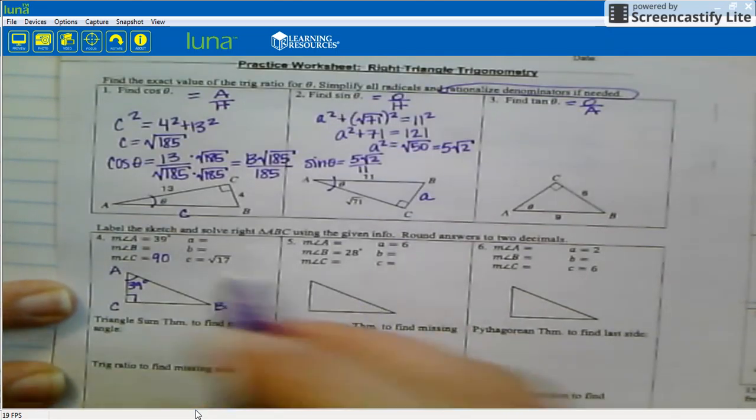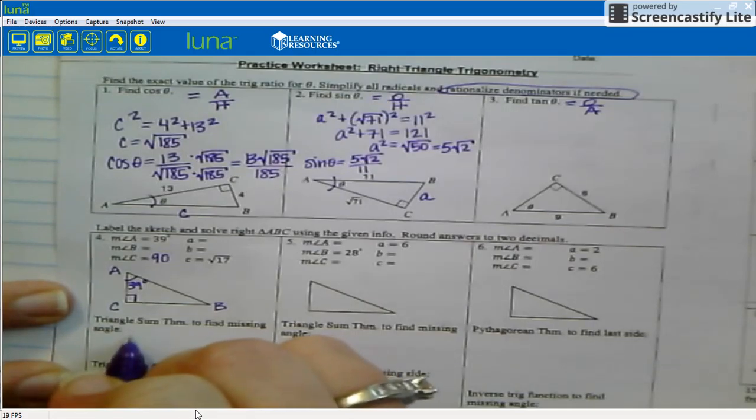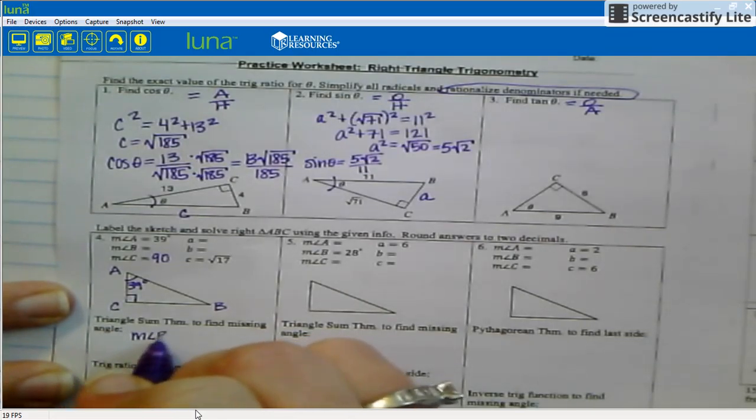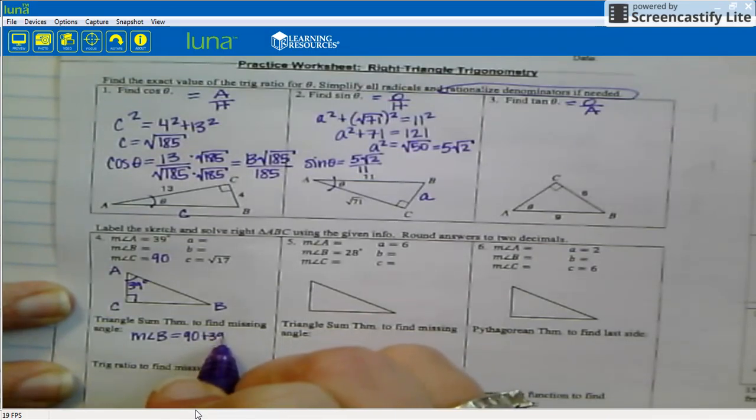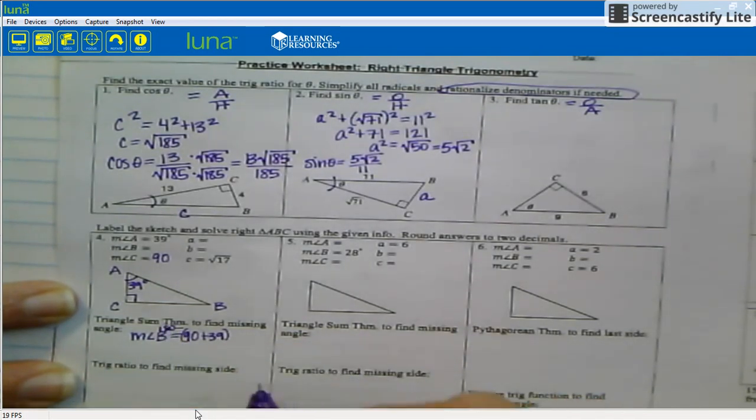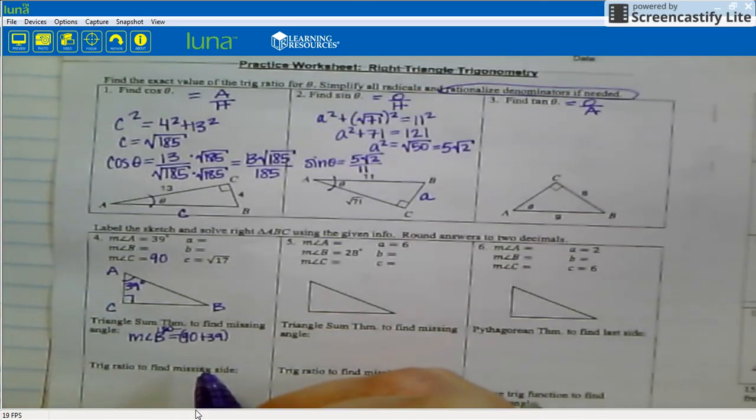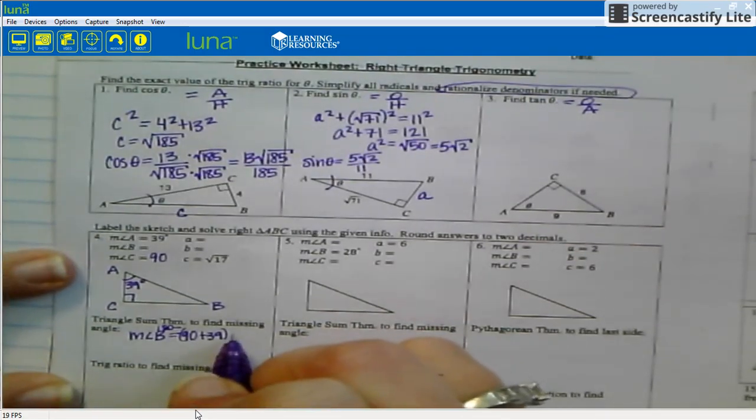So to find the missing angle, I am going to set it up as the measure of angle B is equal to 90 plus 39, and you're going to subtract that from 180. So it ultimately ends up being that you're going to subtract 90 and 39 from 180. So the measure of my angle B is going to be 51 degrees.